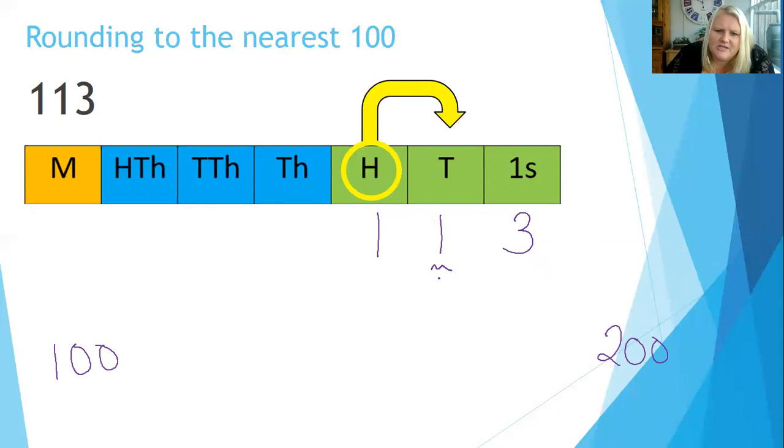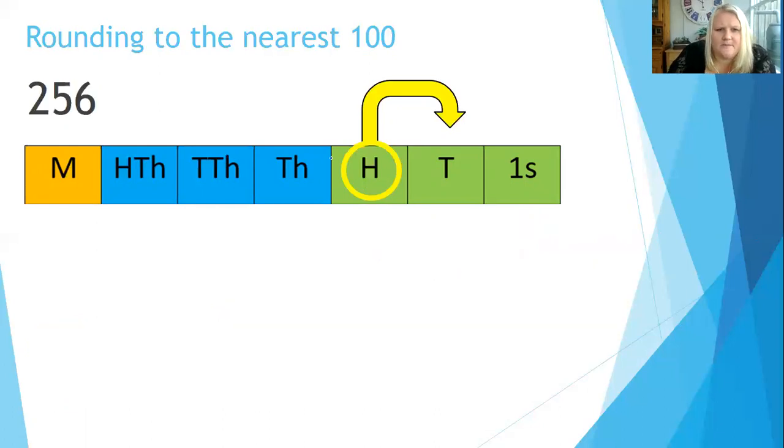I'm going to look at this digit here. It's a 1, or a 10. What am I going to do? Round it up or round down? Absolutely, I round 1 down. So 113 would round down to 100.